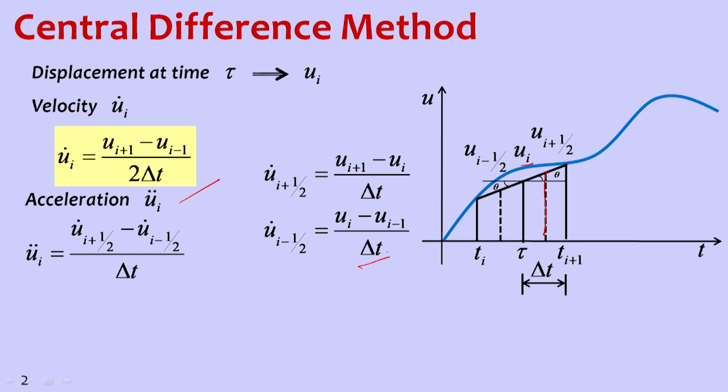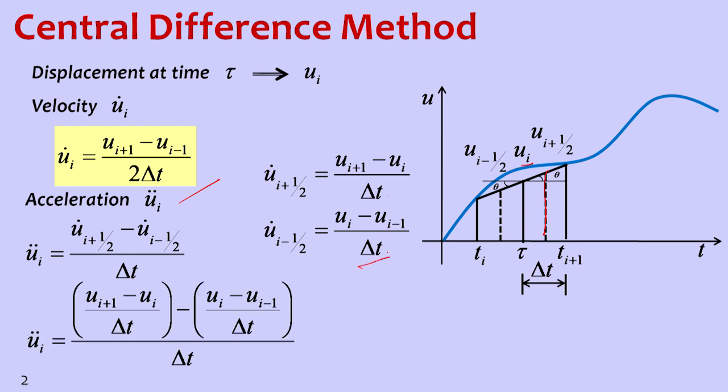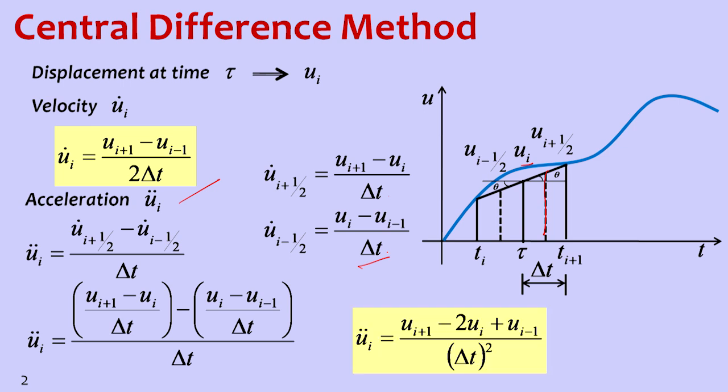So, using these two, we have u double dot represented like this: u double dot i is equal to u i plus 1 minus 2 u i plus u i minus 1 by delta t whole square. So, this is how we represented u dot i and u double dot i. This has already been discussed in the lecture.